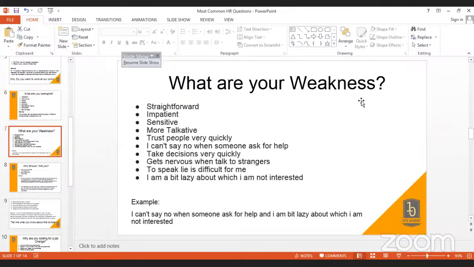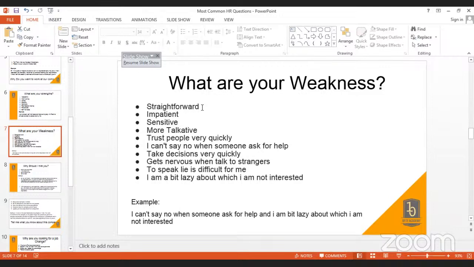So what are your weaknesses? Always mention them to the interviewer in such a manner that you are actually showcasing one of your strengths, but you let them know that it is your weakness in some situations. For example, being straightforward. Whenever you're working in the corporate world, you cannot be straightforward every time. You have to be diplomatic in some situations. So you can mention straightforward as a weakness.